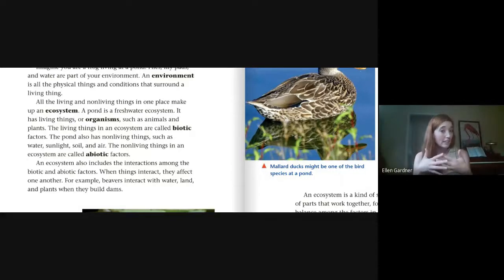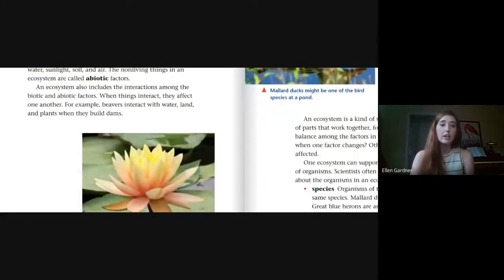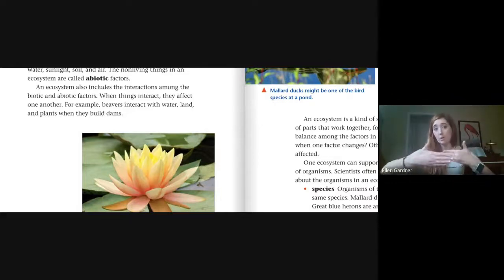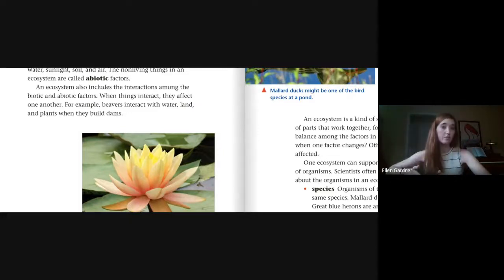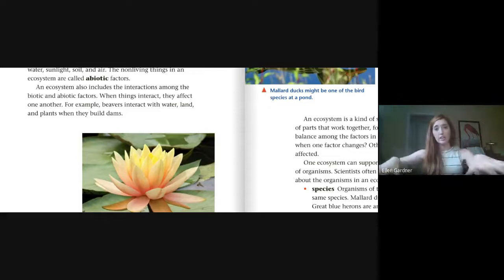When things interact, they affect one another. For example, beavers interact with water, land, and plants when they build dams. So when a beaver is building a dam, they're stopping water flow, because the water stops where it's dammed up so that it creates kind of this barrier, which goes along with what you're talking about in history, actually. And it's also affecting the plants, both the ones that are being used for the dam itself, but also in the areas around it.